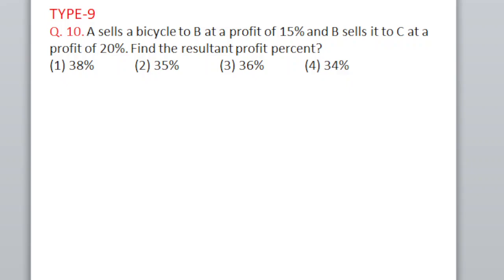Now type 9, question number 10. A sells a bicycle to B at a profit of 15% and B sells it to C at a profit of 20%. Find the resultant profit percent. Now listen, I will solve this question by two methods.